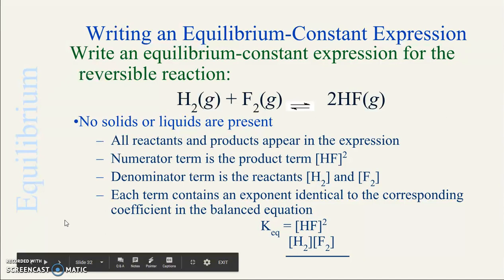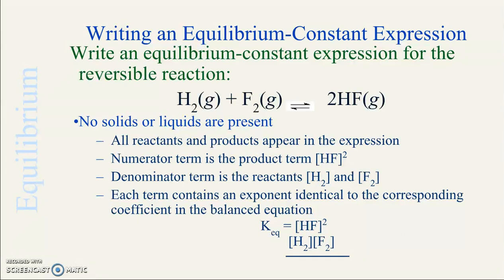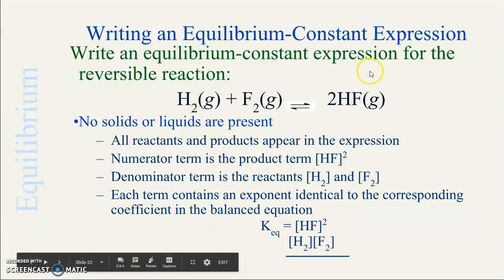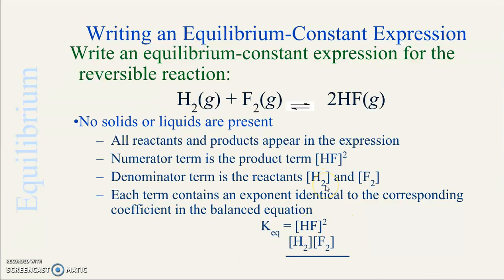So writing an equilibrium expression, if we use all of the rules, no solids and liquids are present in this reaction, so we don't have to worry about leaving them out. We're only going to deal with gases and aqueous stuff, and in this case, they're all gases. We know it's a reversible reaction, so we know we're not going to 100% product completion. All the reactants and products are in the expression. The numerator term is the products, so HF, the concentration of hydrofluoric acid, is to the second power, divided by the concentration of hydrogen and the concentration of the fluorine.